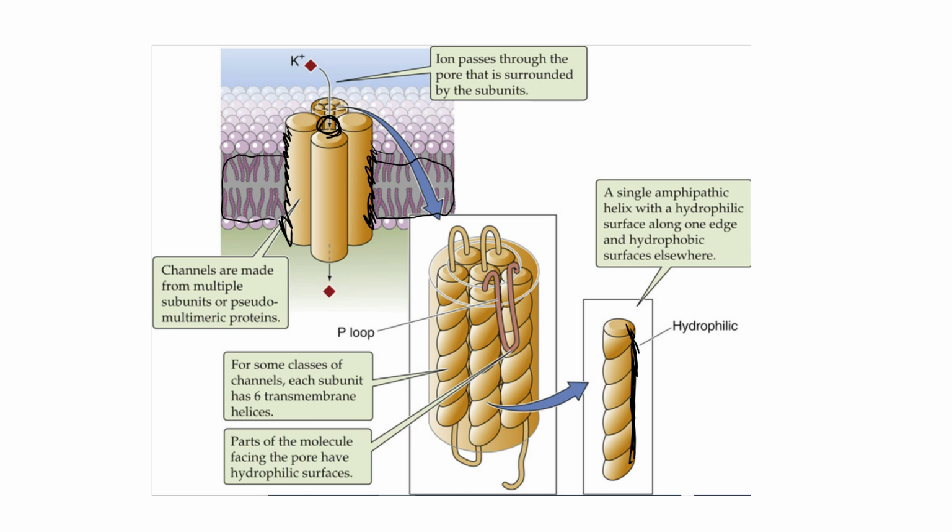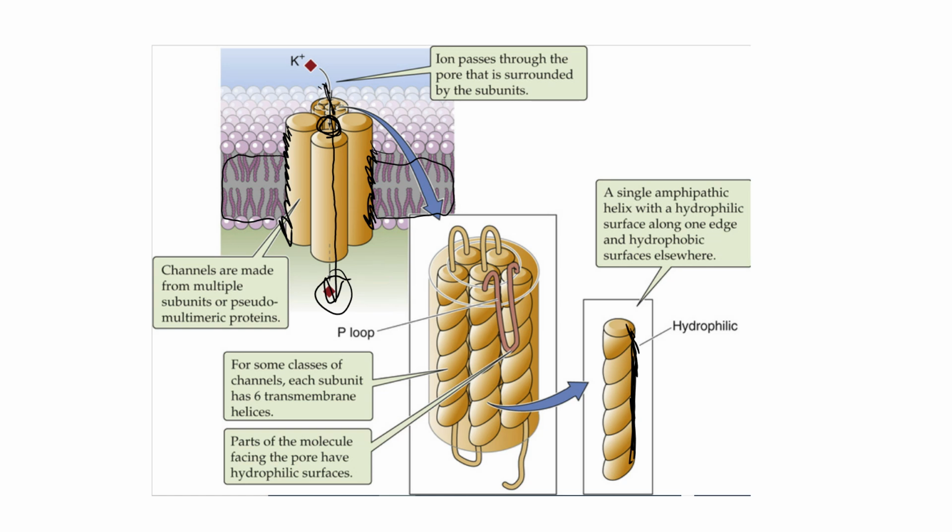So why would we want the opening in the center of the pore to be lined with polar or charged amino acids? The answer is, if we want this potassium ion here, which is charged, to be able to come through the opening in the center of the pore, then we need the center of the pore to be lined with amino acids that are polar, right?